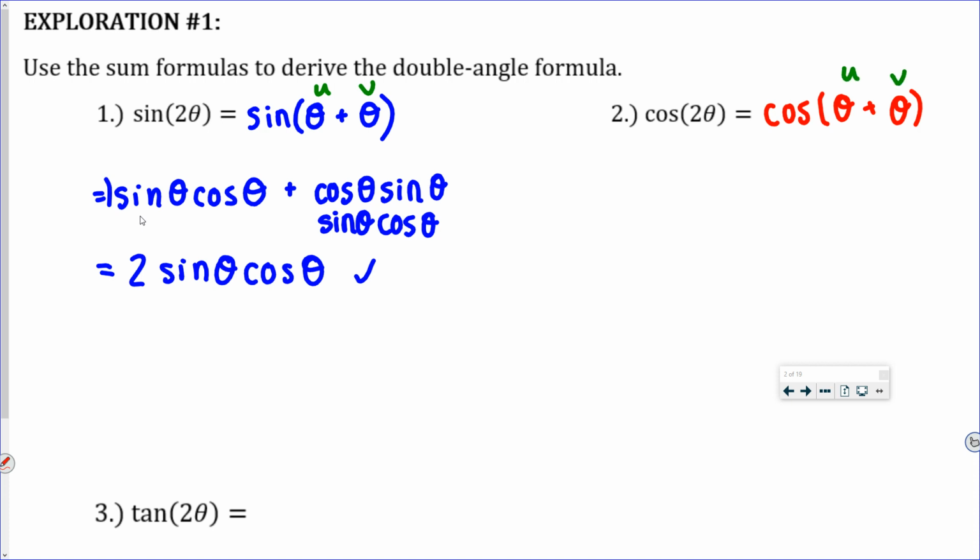It is the same as the cosine of u. Now I know this is a little weird because you're like, well, u and v are the same thing, and that's kind of the point. I'm showing you why this double angle identity simplifies to what it does. Cosine of the first angle, theta, times cosine of the second angle, which is also theta, minus sine of the first angle times sine of the second angle. That's just from the sum identity.